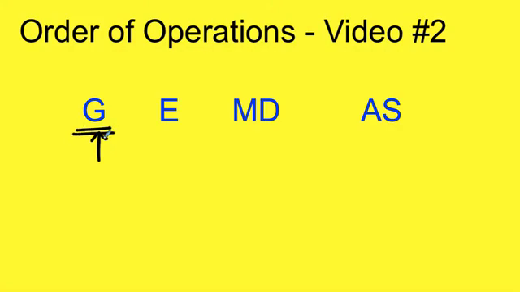Why change to GEMDAS? Well, because P represents parentheses, and there are so many other things that we have to do first in order of operations before parentheses, or with parentheses. So GEMDAS helps me remember that the things that have to come first when I'm simplifying an expression, meaning there's no equal sign, we have to follow GEMDAS. And G covers those parentheses.